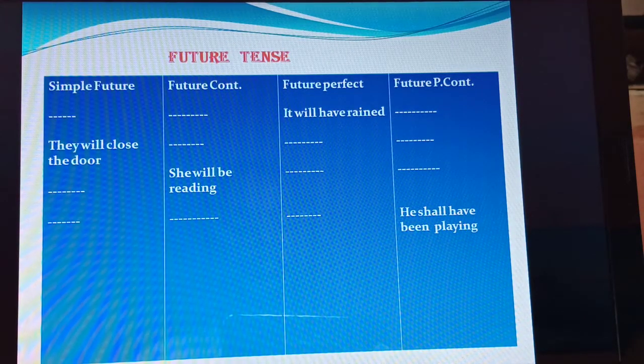I hope you have understood the tenses. I have quickly revised it. I call it revision because you have done it and it is very basic grammar.